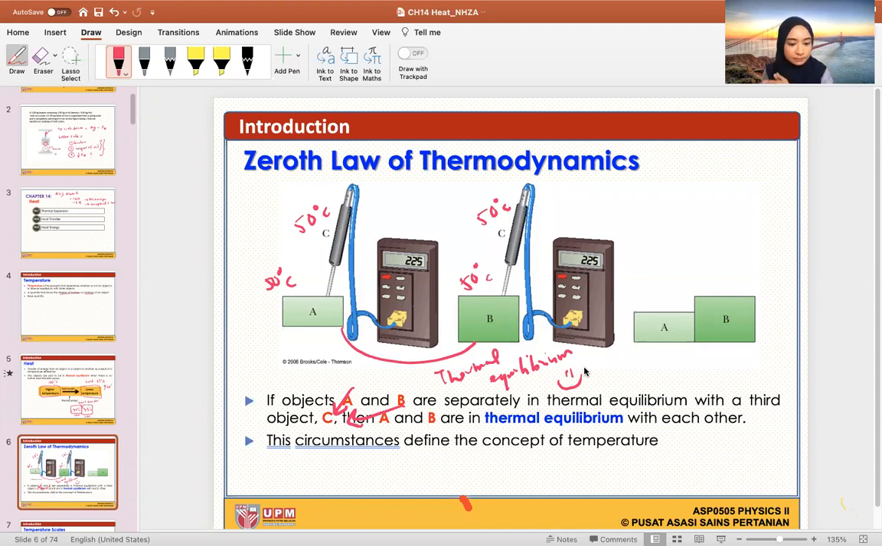Kita rasa thermal equilibrium ke tak? Kalau saya thermal equilibrium dengan tangan saya thermal equilibrium dengan kawan saya, maksudnya tangan ni pun thermal equilibrium with my friend. That makes sense. Okay.